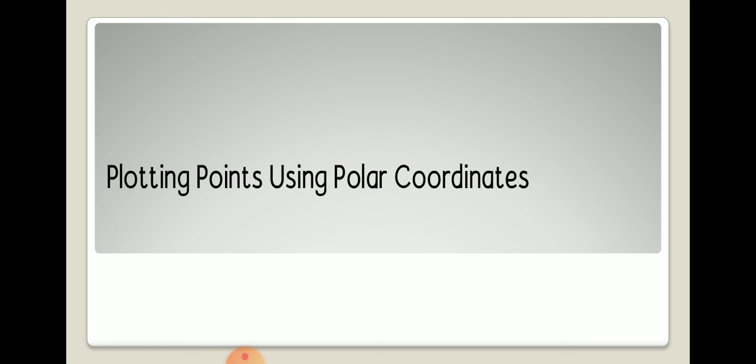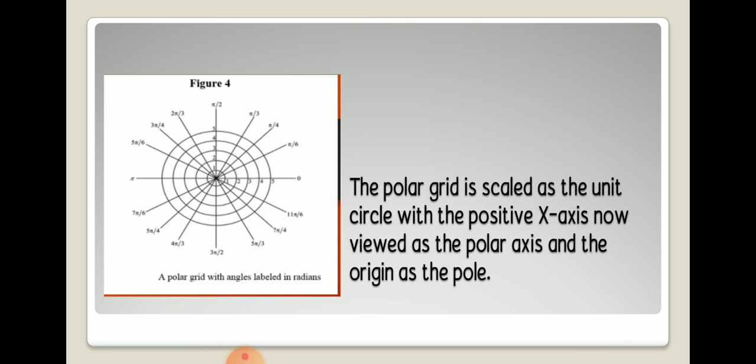Plotting points using polar coordinates. Figure 4. The polar grid is scaled as the unit circle, with the positive x-axis now viewed as the polar axis and the origin as the pole.